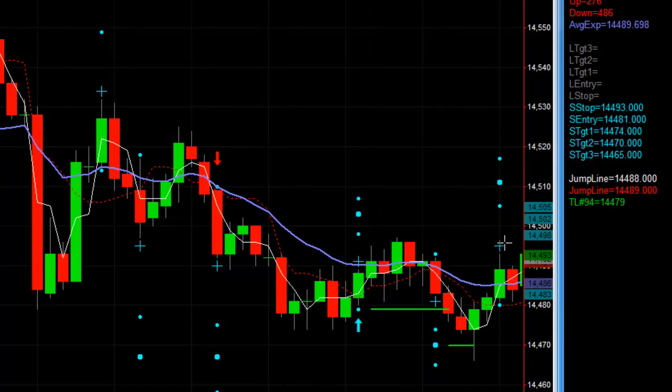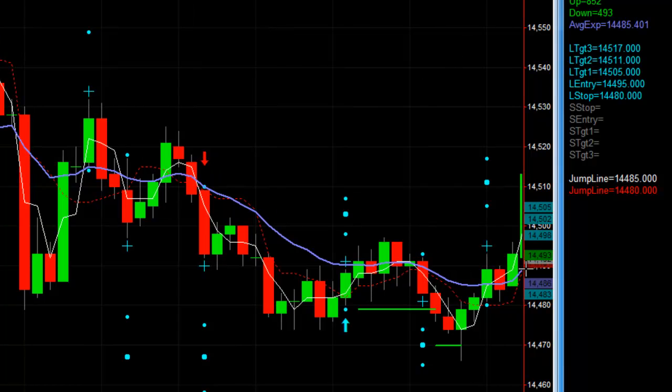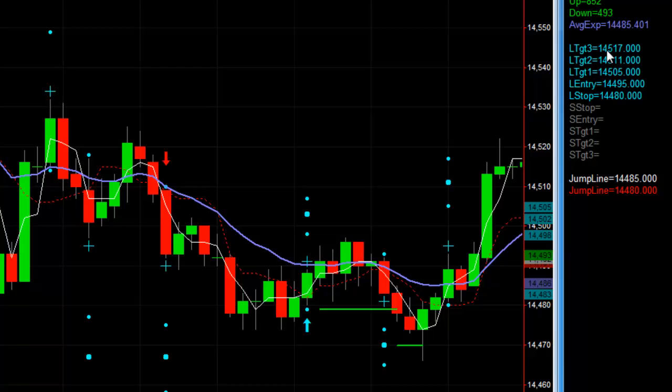We have a long trade that sets up. This is at 12:30 in the afternoon. Sometimes these sessions can go a little long. They're 5-minute bars. You just have to be patient. It triggers in, has no problems getting to the full target from 14,496 up to 14,511. Gets to the 3rd target to 14,517.